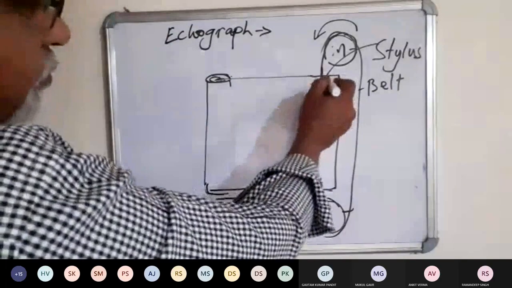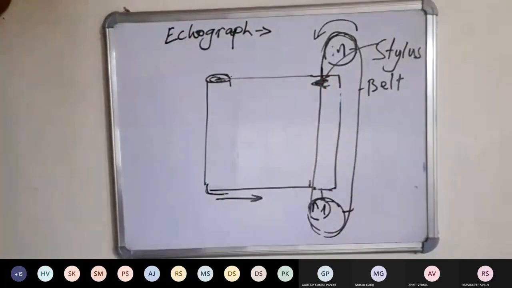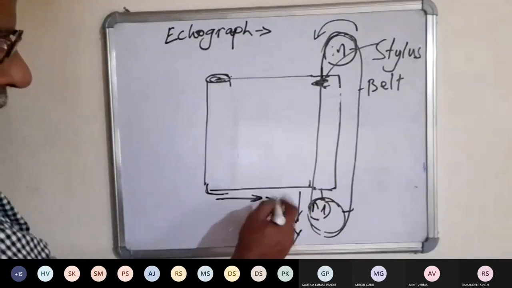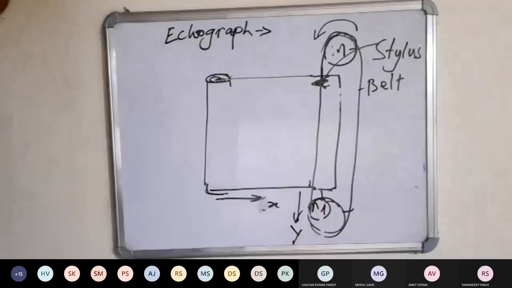So the stylus is moving on this axis, which is y-axis. So paper is moving on x-axis and stylus is moving on y-axis.